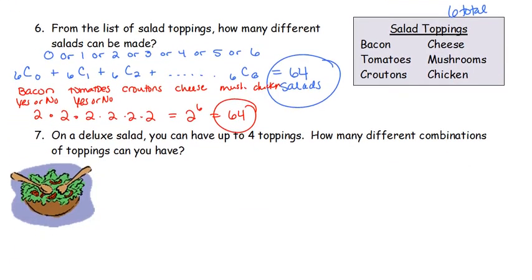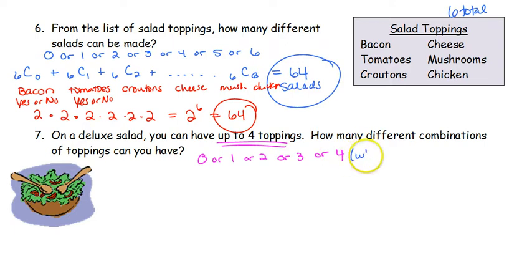Our last problem. On a deluxe salad, you can have up to 4 toppings. How many different combinations of toppings can you have? Again, this is where reading comes into play. If I'm going to have up to 4 toppings, that means that 4 is the most. So I could have 0, or 1, or 2, or 3, or 4. Anything up to 4, I'm not going to go beyond 4.